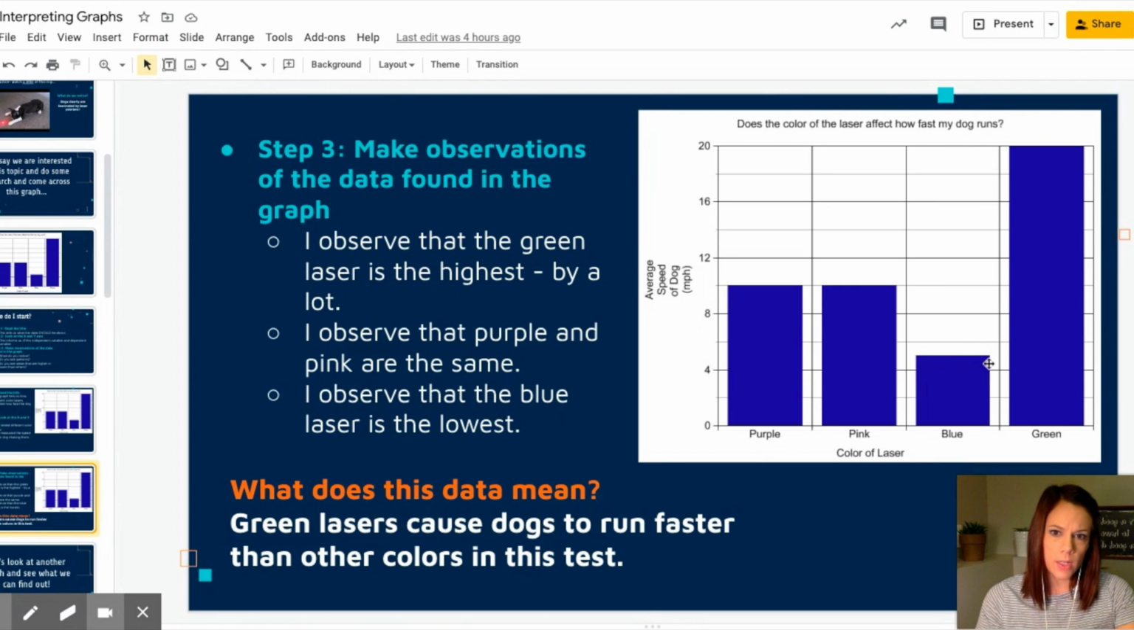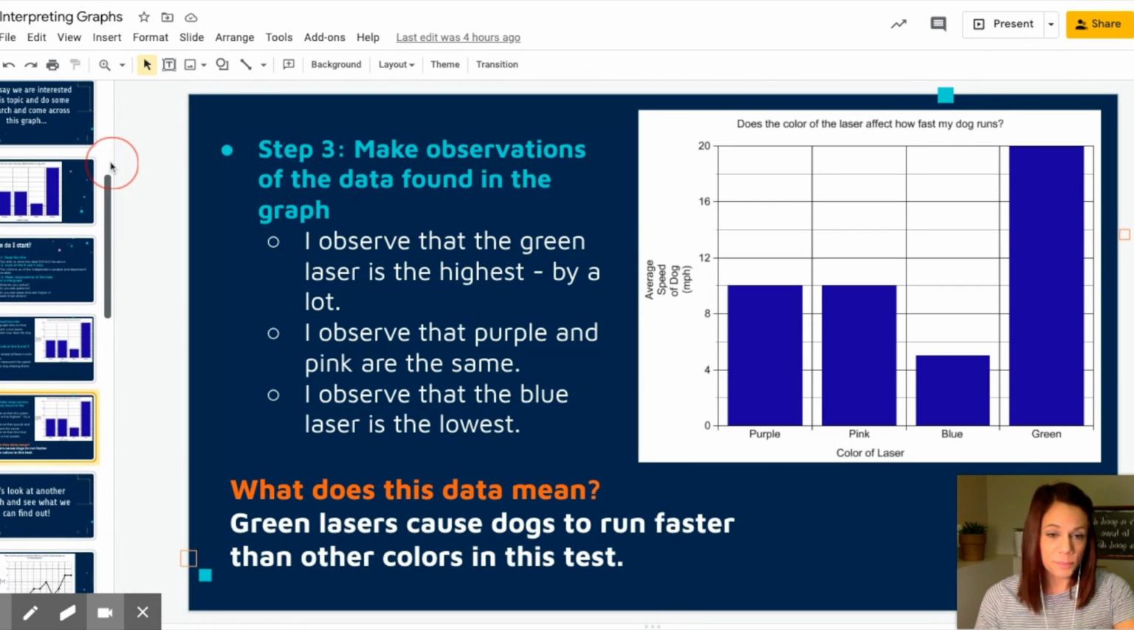So again, what does this mean? When we put all of those little observations together, what does this mean? In my brain, my overall conclusion is that green lasers cause the dog to run faster than the other colors, specifically in this test. Now, I know as a scientist that I shouldn't put all my eggs in one basket, that green causes all dogs to run the fastest. Because again, this is just one person's test. So I might want to see if there's some other data out there. And to be honest, I just completely made this graph up. So I don't know if green actually does cause dogs to run the fastest. But according to this lovely graph, that's what it says.